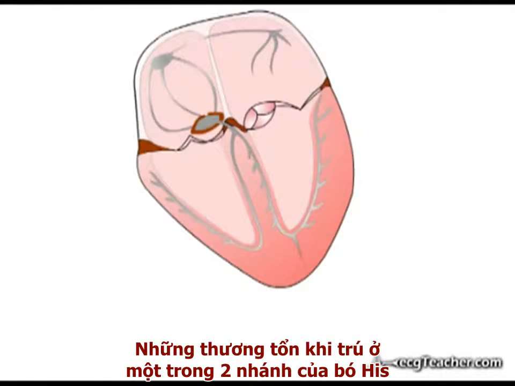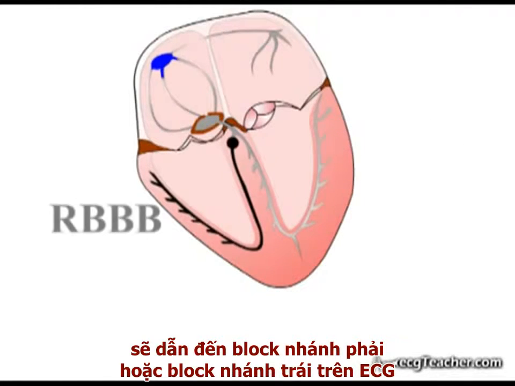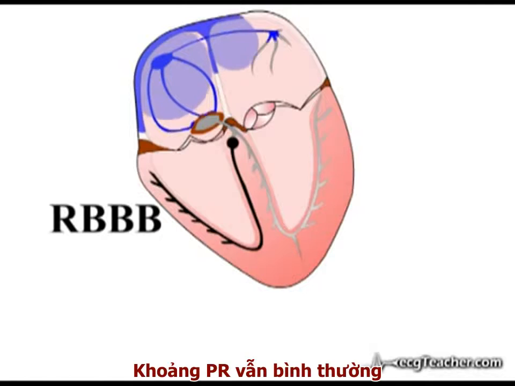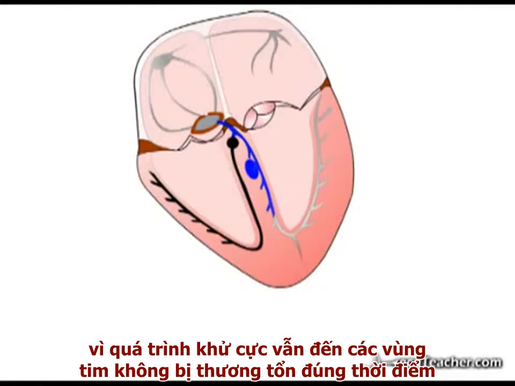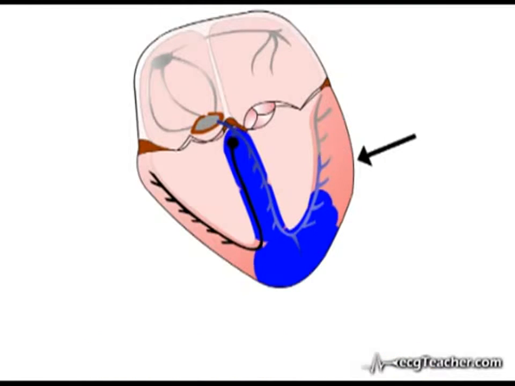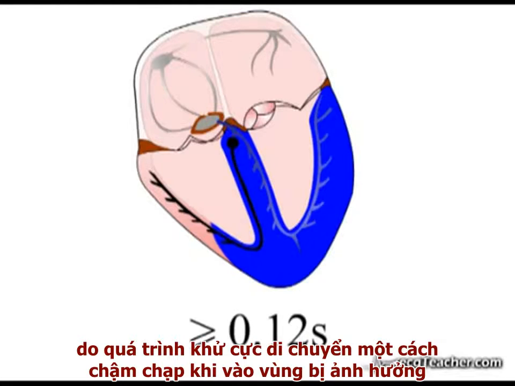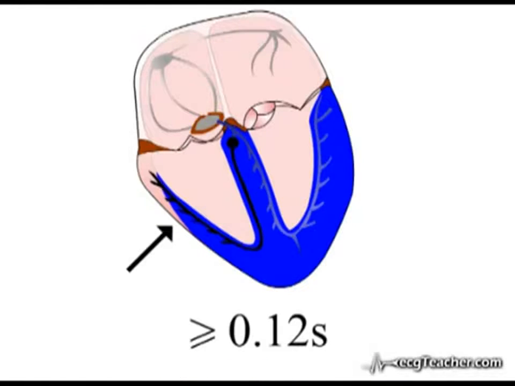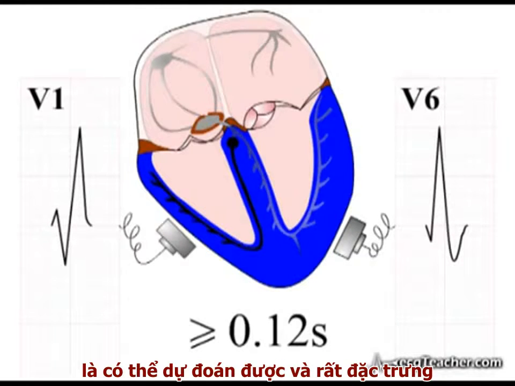Isolated damage to the main body of fibres in one of the branches of the bundle of His results in left or right bundle branch block on the ECG. The PR interval is normal as depolarization is initiated in good time on the unaffected side of the heart. However, the QRS complexes are wide as depolarization travels slowly through the affected chamber outside the conducting system. The ECG patterns produced by left, or as shown here, right bundle branch block are predictable and distinctive.